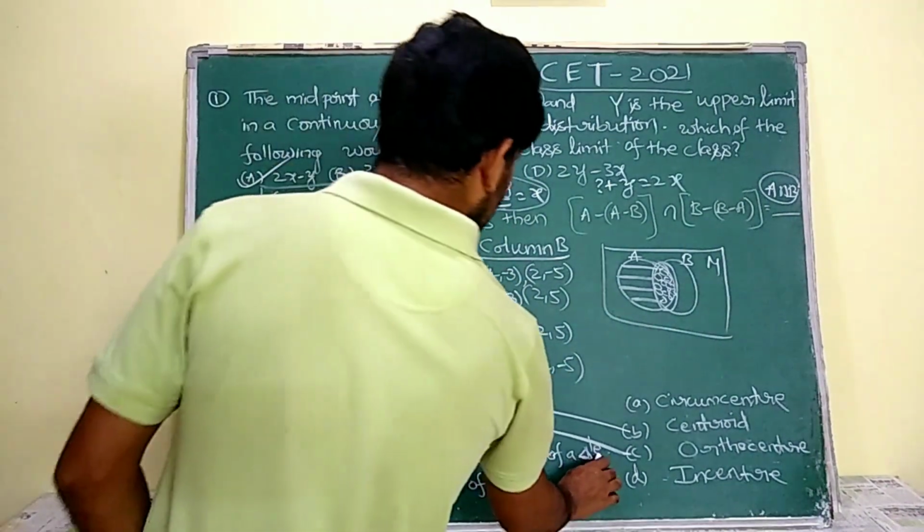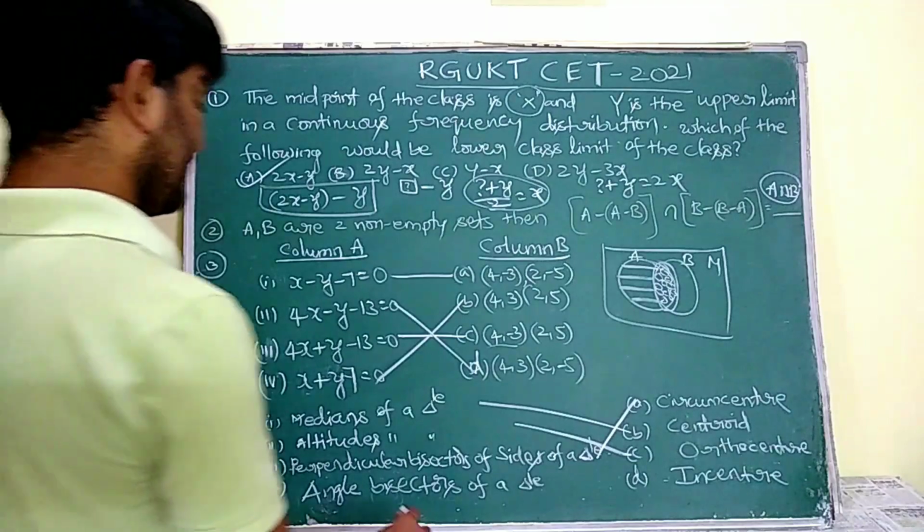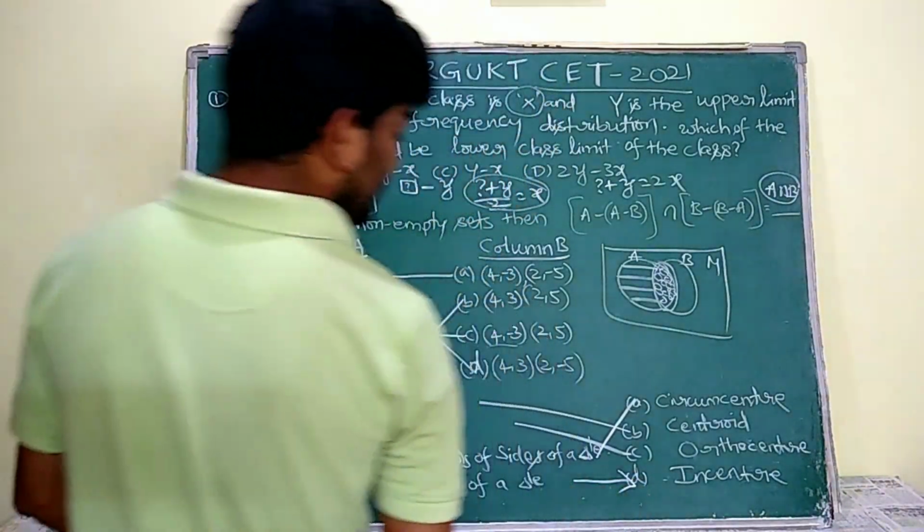Perpendicular bisectors of a triangle form the circumcenter. Angular bisectors of a triangle form the incenter.